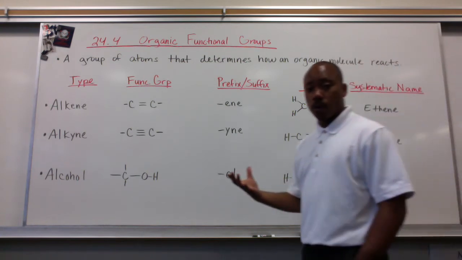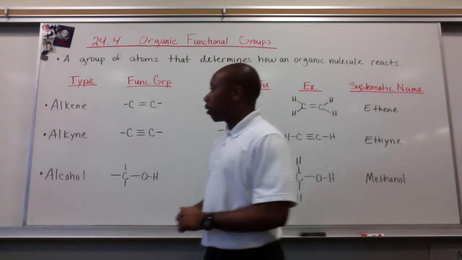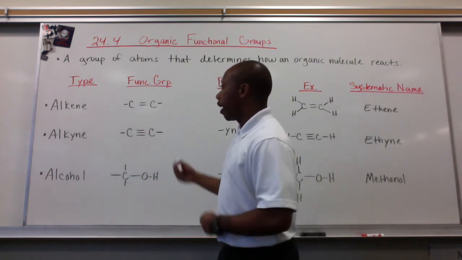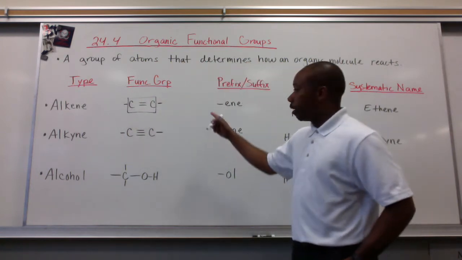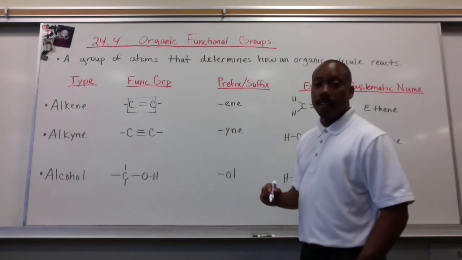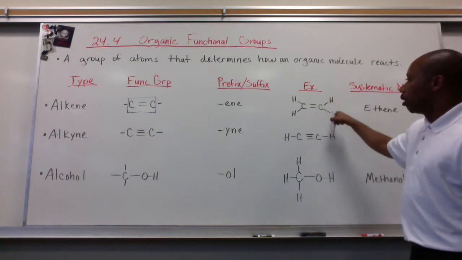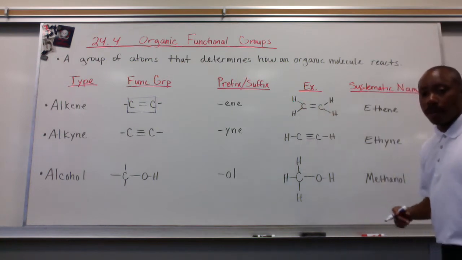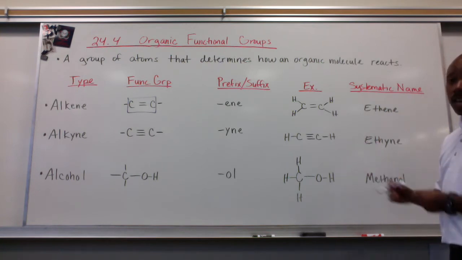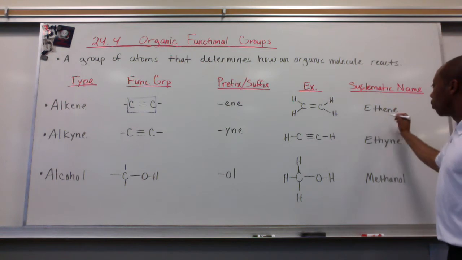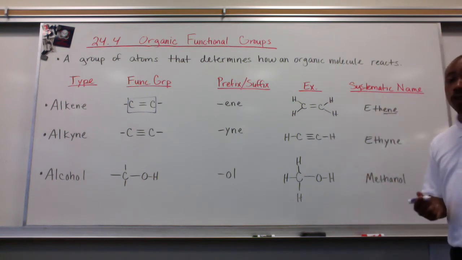Now, our first functional group is one that we've heard of before, the alkene functional group. An alkene is represented by a carbon-carbon double bond here. The suffix is an E-N-E ending. An example of that would be carbon double bonded to carbon, which is single bonded to hydrogens on either side, making it just an unsaturated hydrocarbon. An example of that would be ethene. We have the E-N-E ending there representing our functional group.